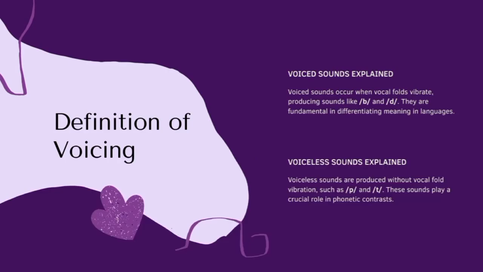This slide presents the definition of voicing within the field of phonetics. Voicing is a phonetic feature determined by the vibration of the vocal folds during speech production. Voiced sounds are produced when the vocal folds vibrate, as in the case of consonants such as B and D. These sounds are fundamental in distinguishing lexical meaning across languages.